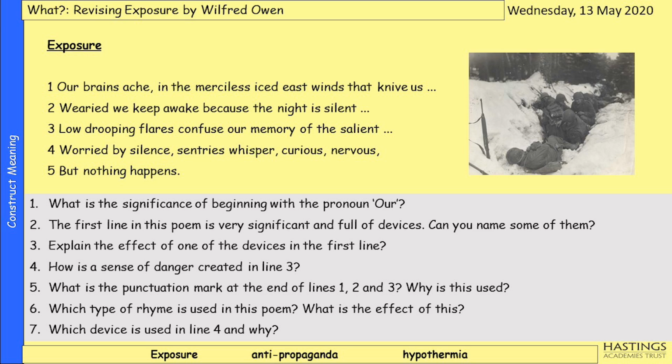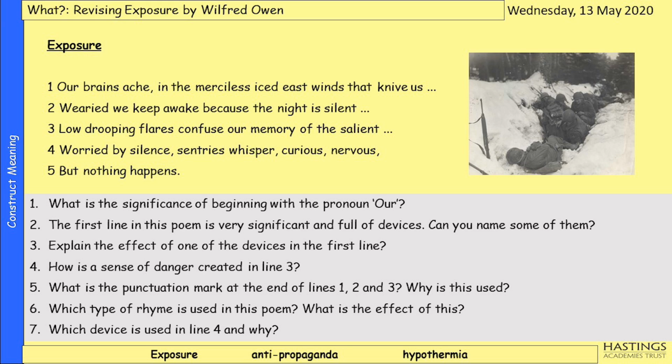The sibilance there is the sound of the biting wind. So the repetition of the S can reflect the sound of that wind. As for the personification, the wind being merciless and knifing the soldiers makes it seem malicious and like it's doing it with intent. So it ultimately makes it seem a lot scarier.